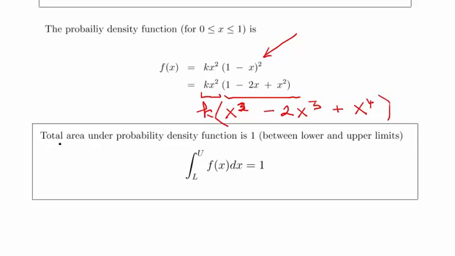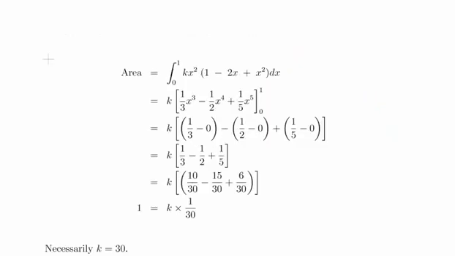The total area under the probability density function is 1 between the upper and lower limits. So essentially, if you integrate it, it's a definite integral, where you integrate the PDF between the upper and lower limits. Here, those limits are what we are told in the question, 0 and 1, and when we get an answer, it should equal 1. So let's do that. Here's our area, and we know it's going to equal 1. This is our expression, kx squared times (1 minus 2x plus x squared).